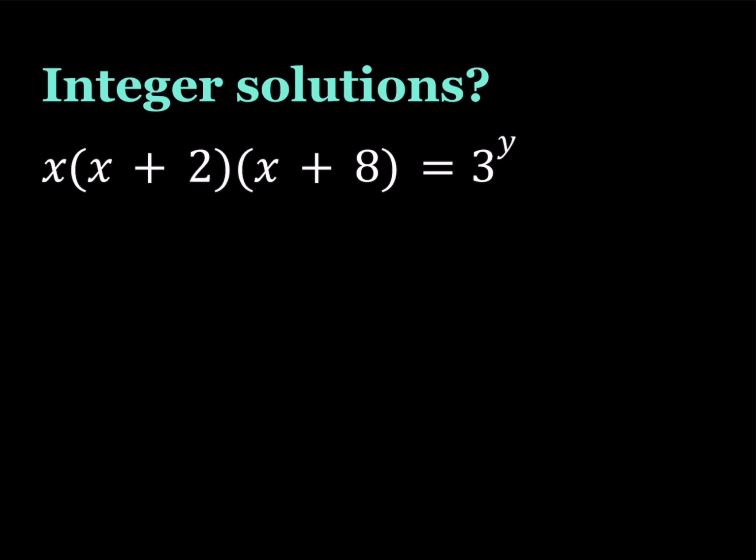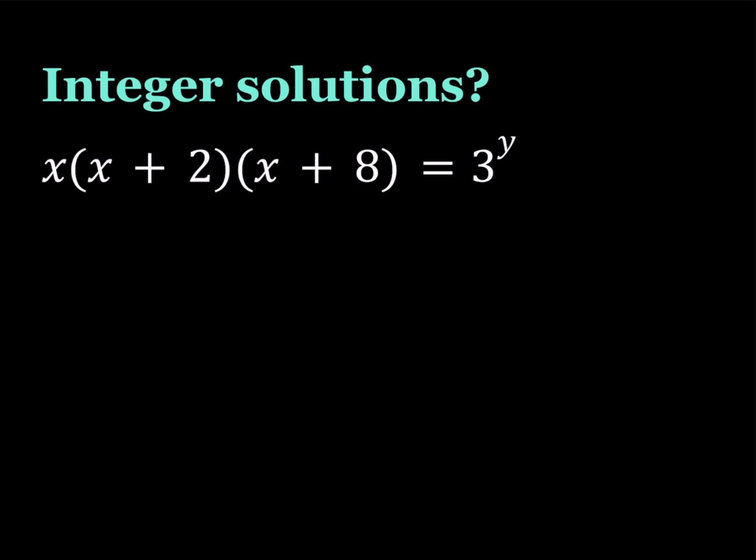Hello everyone. In this video we're going to be solving a Diophantine equation, in other words, an equation with integer solutions. So we have x times (x plus 2) times (x plus 8) equals 3 to the power y. x and y are integers.